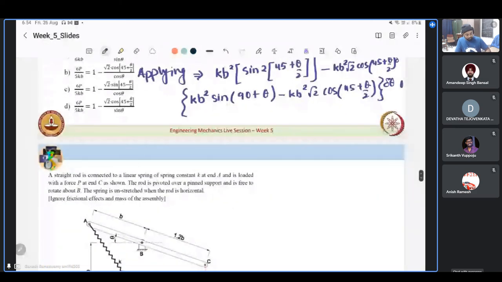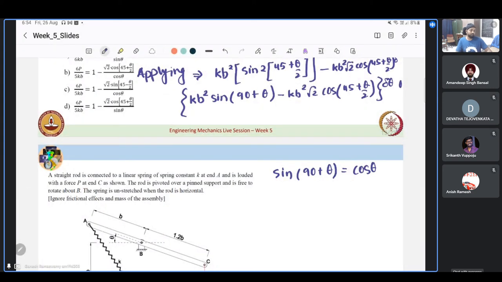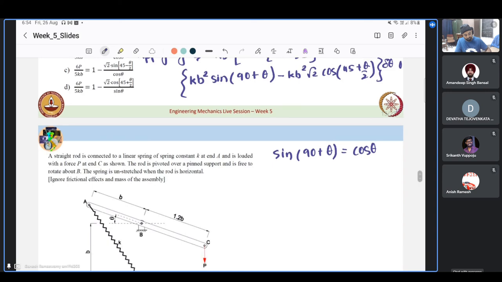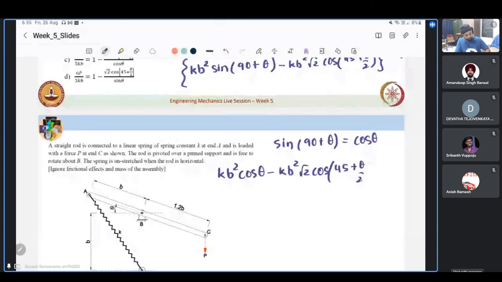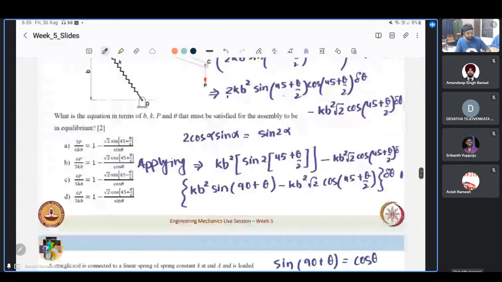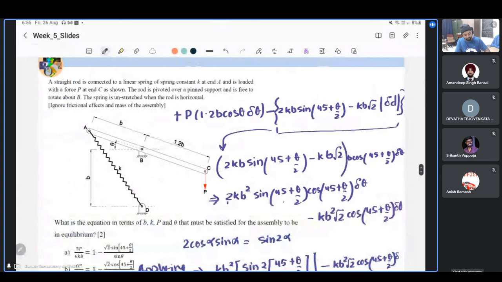Now we know that sine of (90 + theta) is cos theta. So a little bit of trigonometry is required. Trigonometric basics need to be brushed up for this. So we have kb squared cos theta minus kb squared root 2 cos(45 + theta/2), whole multiplied by delta theta. This is what this right side, this entire thing comes out to be.